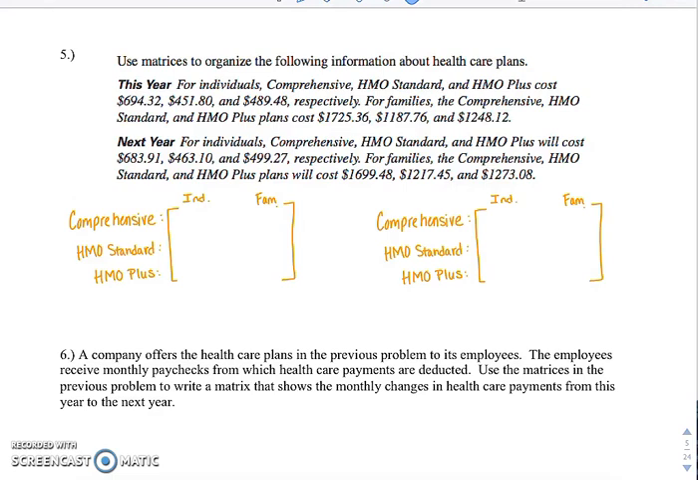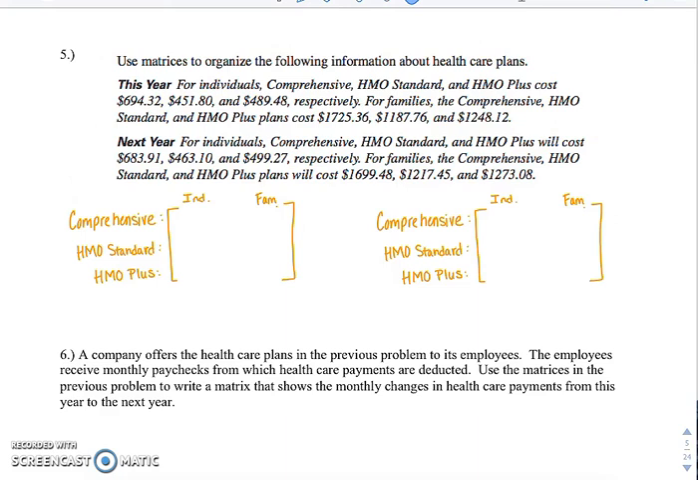So we're going to use matrices now to organize an application problem. So 5 and 6 are related. Number 5 just wants us to get the matrices set up, and then for number 6, we're going to actually use them. So it says use the matrices to organize the following information about healthcare plans.